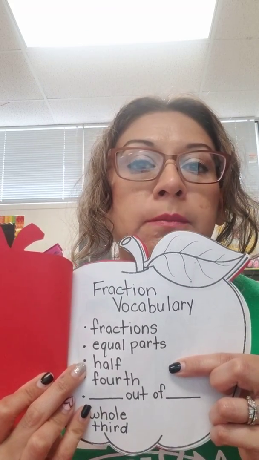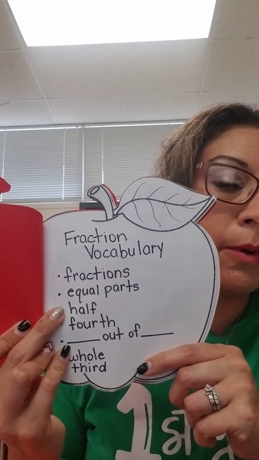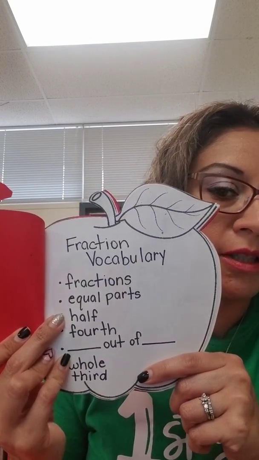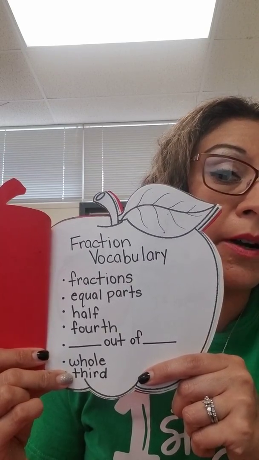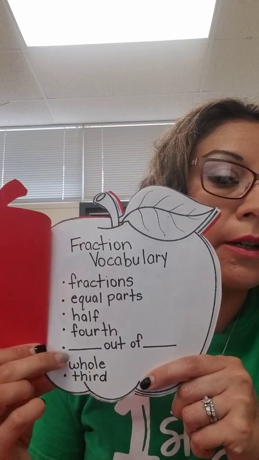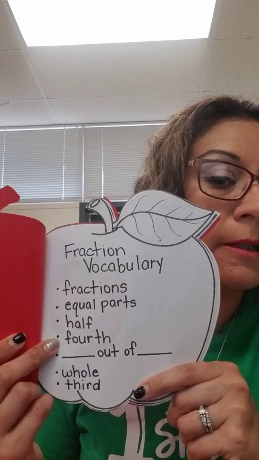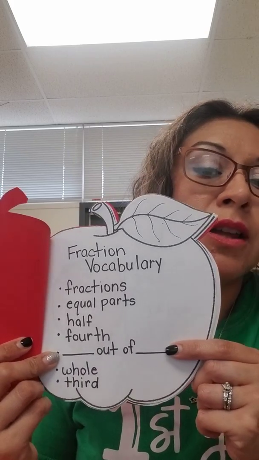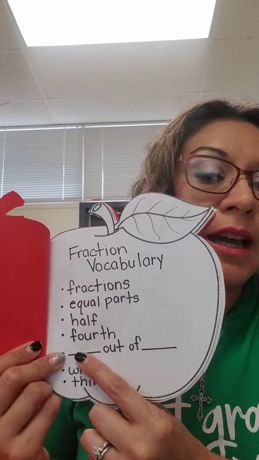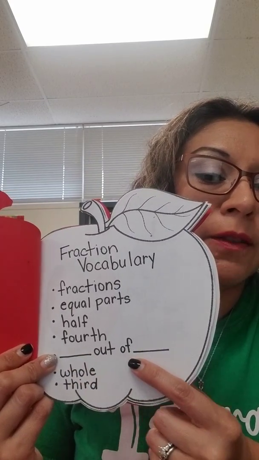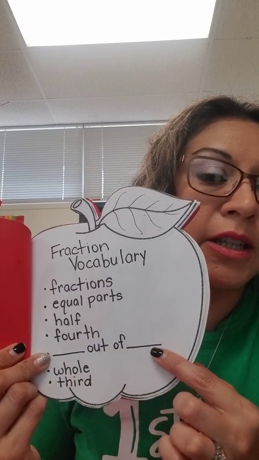Half. Half would mean that you're breaking your candy bar right down the middle and you have two parts that are exactly the same amount. Third means you're breaking it into three parts, three equal parts. Fourth means you're breaking it up into four equal parts. And we say blank out of blank when we're talking about fractions. So you say how many pieces of the whole. And we'll be using this sentence right now, so you can see how we use that.